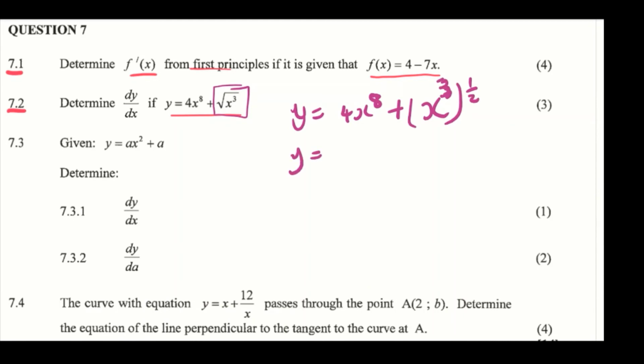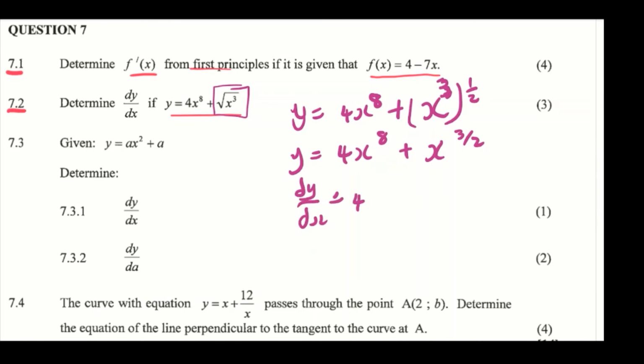And then y equals 4x to the power of 8 plus 3, plus x to the power of 3 over 2. So now we can find the derivative of y with respect to x.